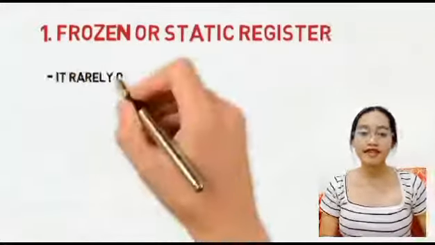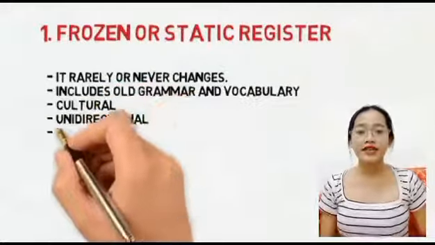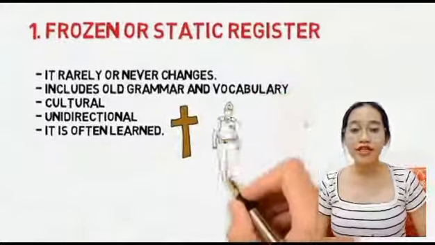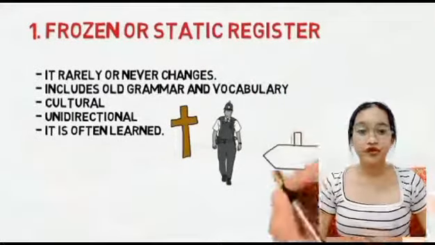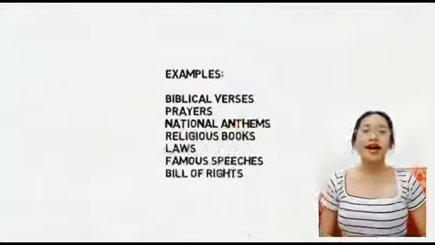The first level of language is what we call frozen. This is where the use of language is fixed and relatively static. The National Pledge, School Creed, and the Lord's Prayer are examples of a frozen register. In essence, it is language that does not require any feedback.